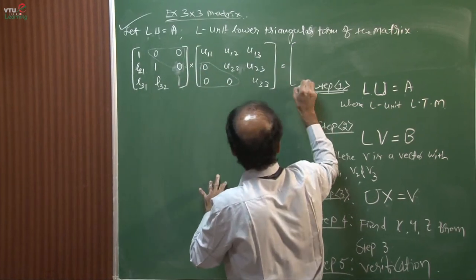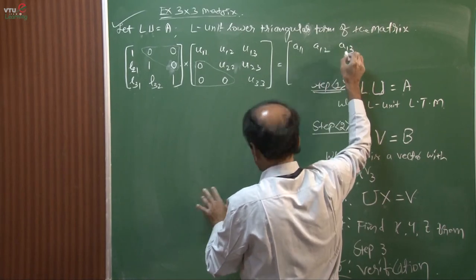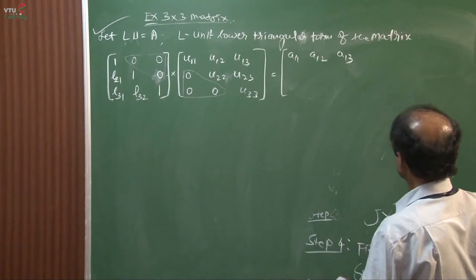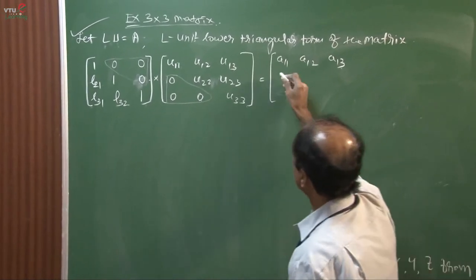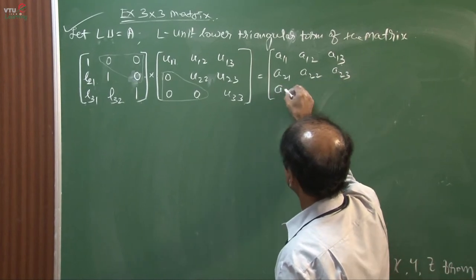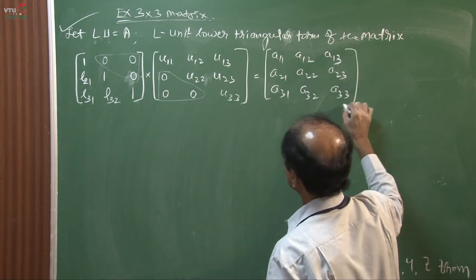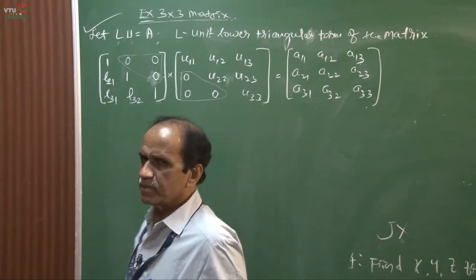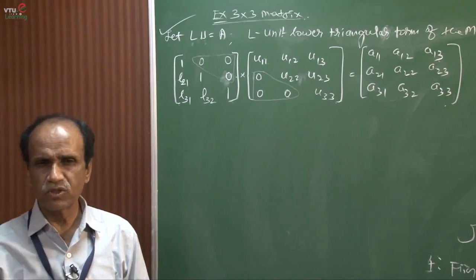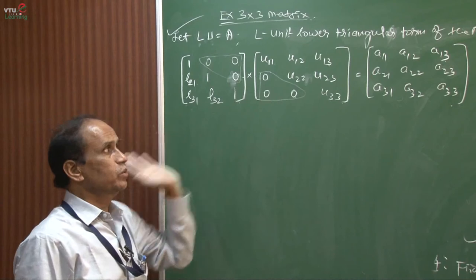What is A here for 3 cross 3? A11, A12, A13, and A21, A22, A23, and A31, A32 and A33. So this is the first step. If this step is correct, then your remaining steps are good. Otherwise, everything will go wrong. This step should be so perfect.